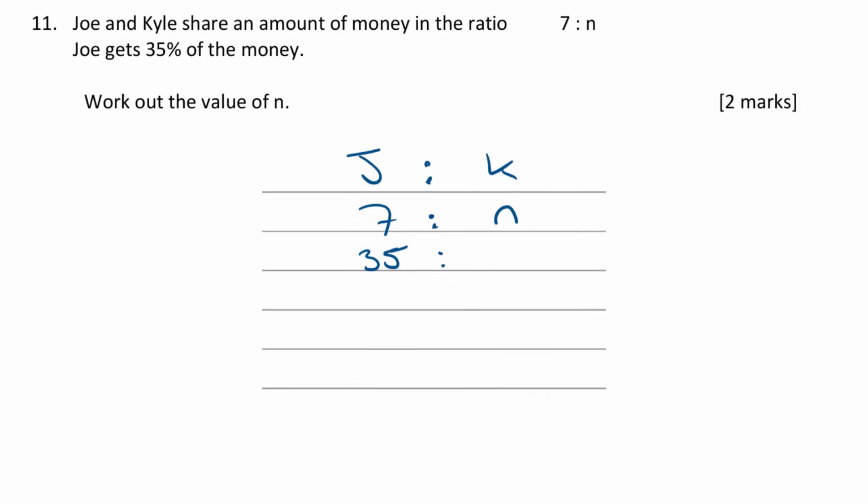So if I've got 100% and I let Joe have 35% of it, then Kyle is going to get 65% of it. Okay? Can you see the relationship between these two numbers, that's 5 times bigger, isn't it? So then if I multiply n by 5, I'm going to get 65. In other words, n must be 65 divided by 5. 65 divided by 5 is 13, so n is 13.